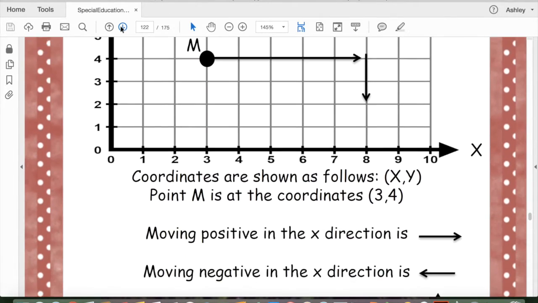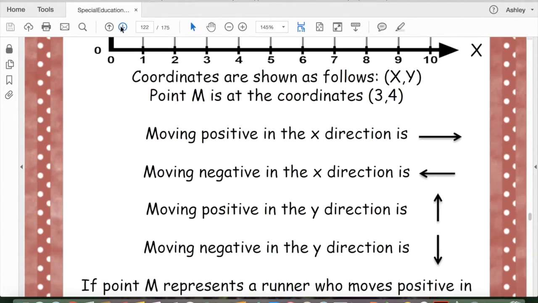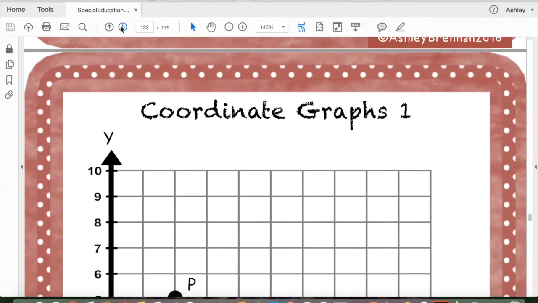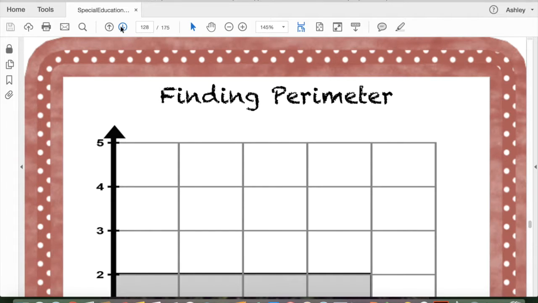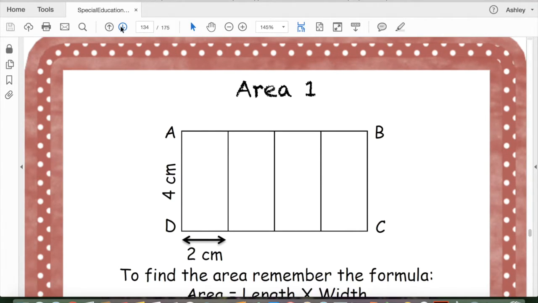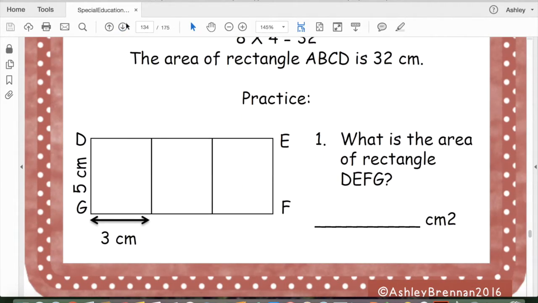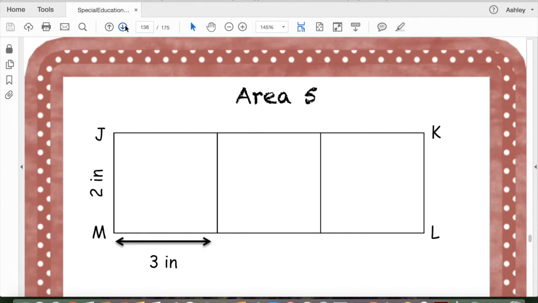We have coordinate graphs. So this is again just a reference sheet that they can use when they're thinking about moving on a coordinate graph in the positive and negative directions. And then we have 5 practice sheets for that, so they can have a reference sheet and also lots of practice. Perimeter, finding perimeter using a coordinate graph also. We have area, and this breaks down all the steps for finding the total area when you're only given a portion of it. We have 5 sheets for that.